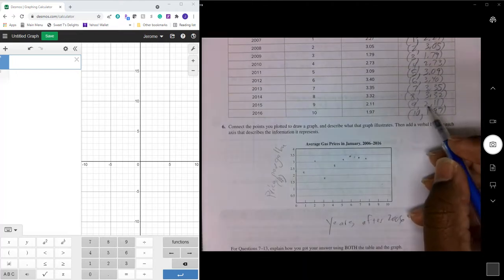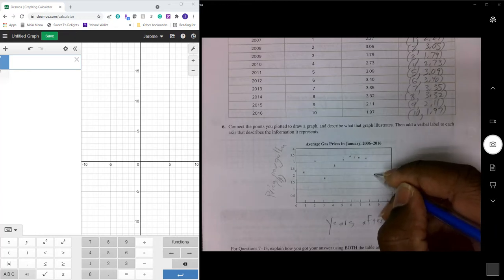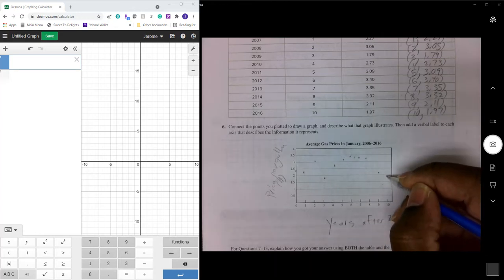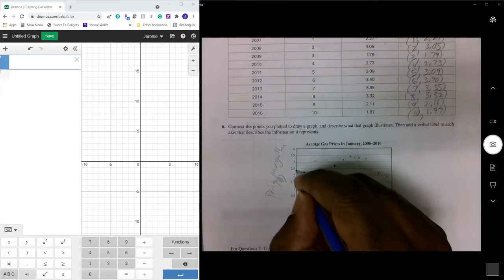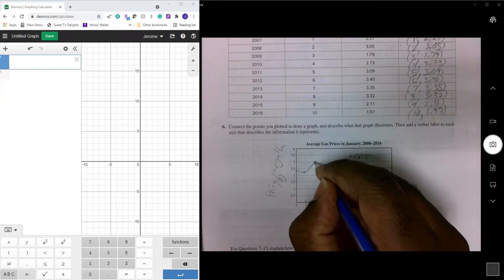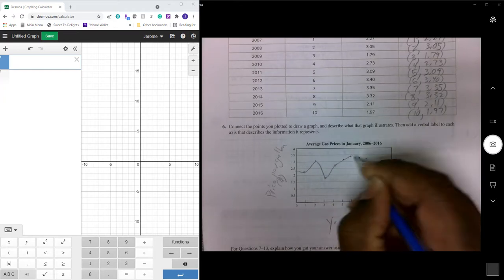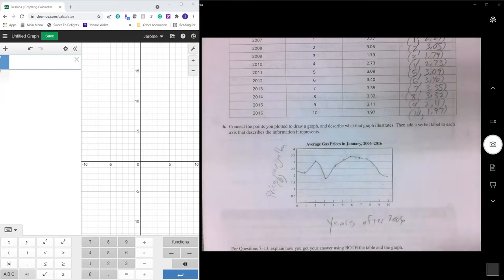And then we have 9 and $2.11. And then 10, we should have $1.97, which is close to $2. Now they tell us to draw this and connect the points. Okay, so that is our graph.